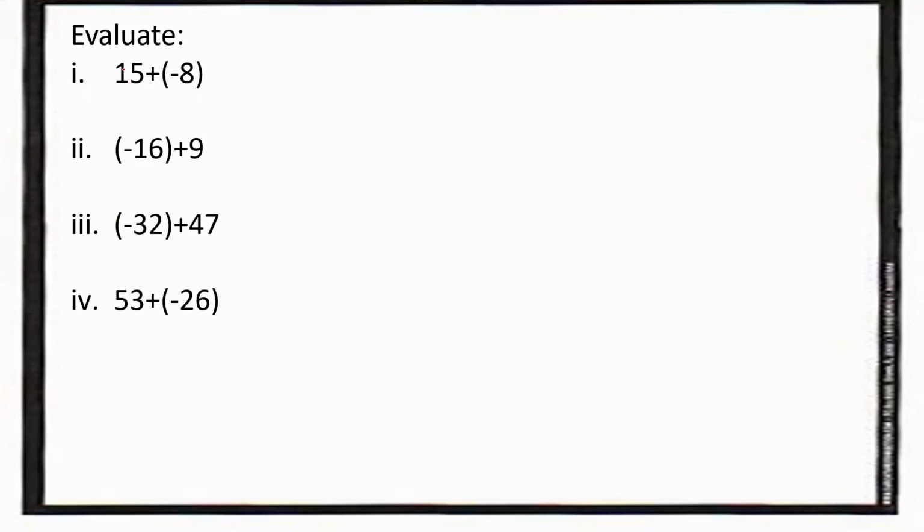So now let's quickly start with the exercise. The first question: evaluate. Evaluate means to solve. So we have 15 plus -8. Remembering the rules, if you have watched the video, then you automatically got the answer right now, because this is a question to solve in your mind. This is the easiest question of integers.